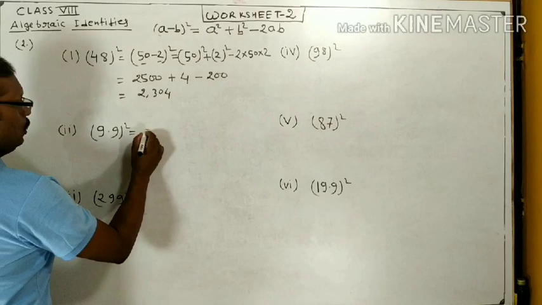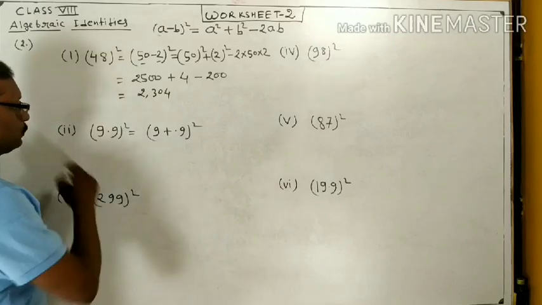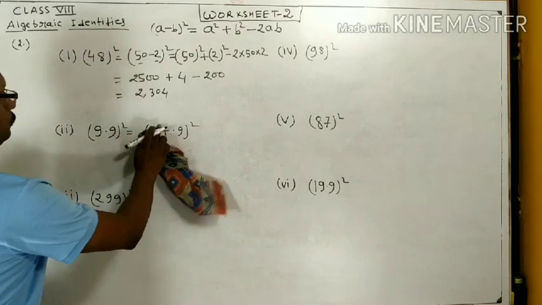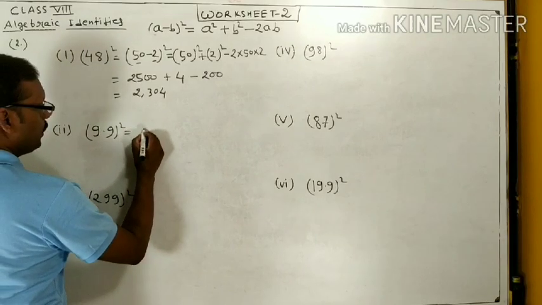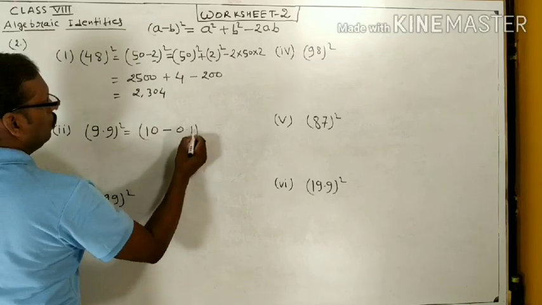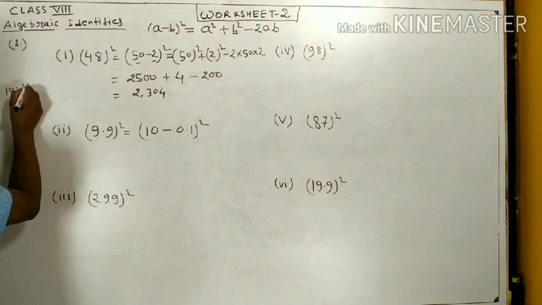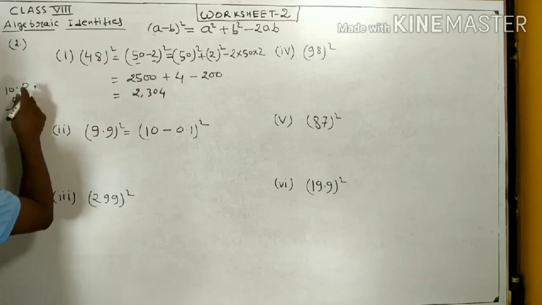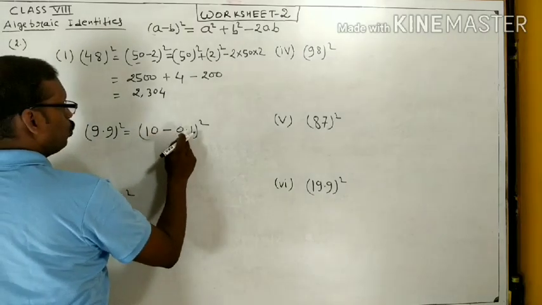Similarly, the next question, 9.9. We can write it as 10 minus 0.1 whole square. If we subtract 0.1 from 10.0, we get 9.9. So we can write (10 minus 0.1) whole square.